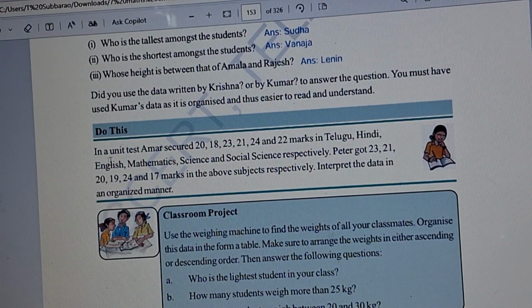Do this. In a unit test, Amar secured 20, 18, 23, 21, 24, 22 marks in Telugu, Hindi, English, Maths, Science and Social Studies. Peter got 23, 21, 20, 19, 24, 17 marks in the subjects respectively. So interpret the data in an organized manner. You have to interpret the data in an organized manner.